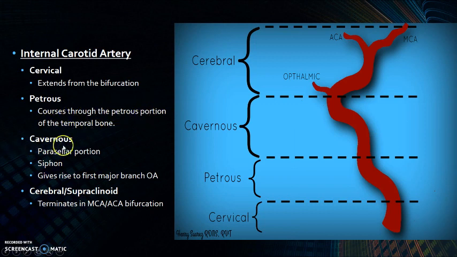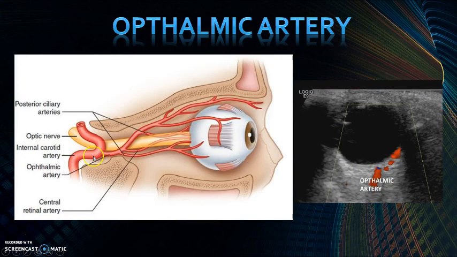After that, you have the cavernous section, which includes the paracellular portion and the siphon. And right above the siphon is where the ophthalmic artery originates. And then you have the intracerebral portion right here. So this would be the siphon right here. And then you have your ophthalmic artery that comes here. Once it goes into the brain, the ICA terminates here and bifurcates into anterior cerebral artery and middle cerebral artery. So once you get to the siphon, you have the ophthalmic artery.